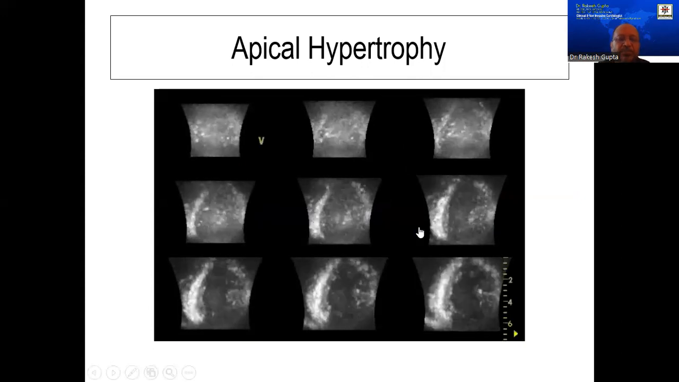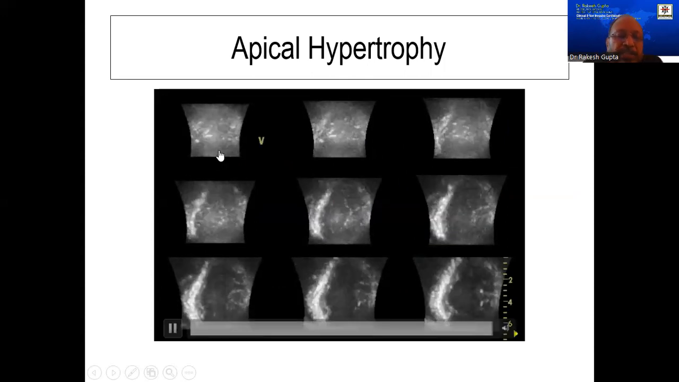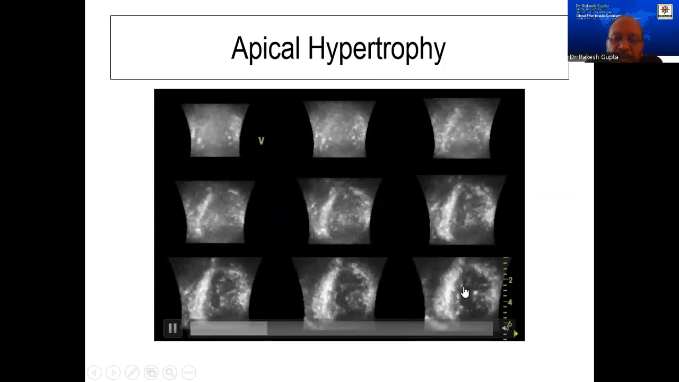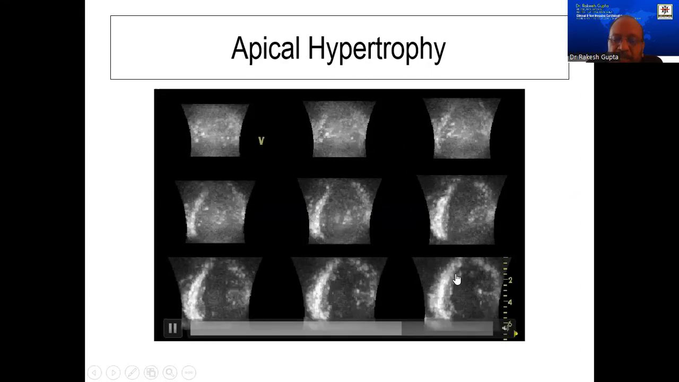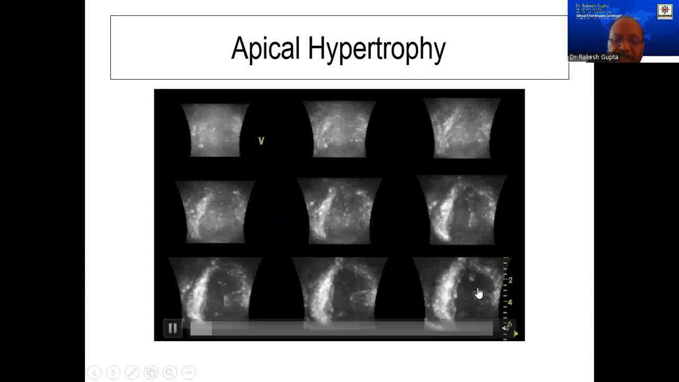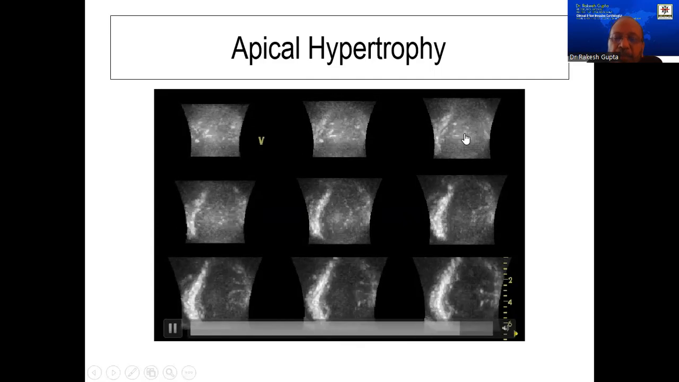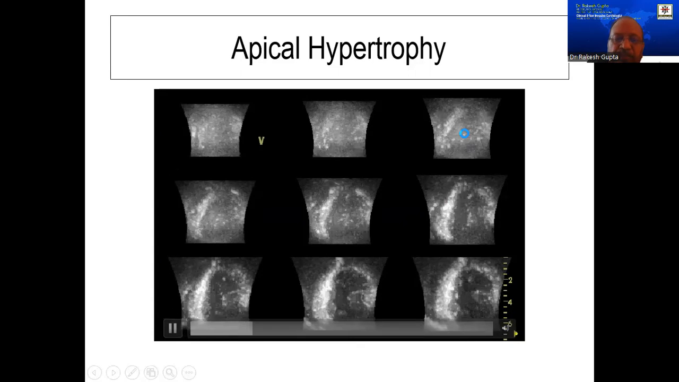This is a three-dimensional picture going from base to apex. Here is the base. As we move from base to apex, we can see that the base is spared, but the apex is significantly hypertrophic.